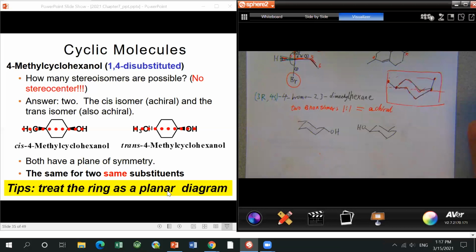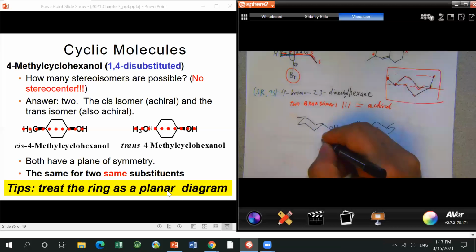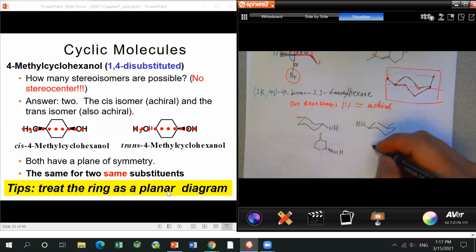For this case, it's pretty easy to do if you use a planar structure, which I call a wedge-dash structure. The two substituent groups going down get a dash line, the dash line for OH. These two both are going up, so one is the wedge OH and also the wedge methyl group. Make sure you label the relative positions right here.